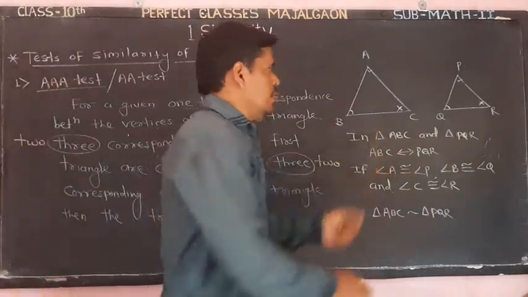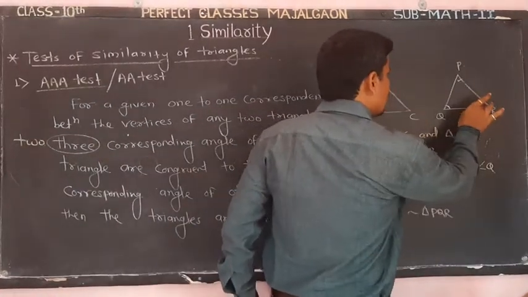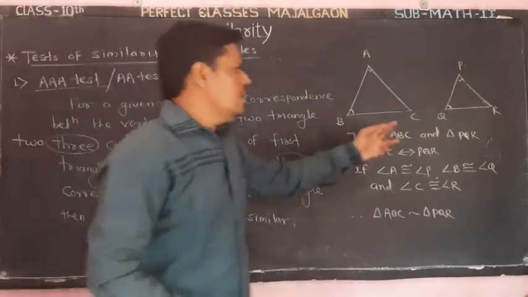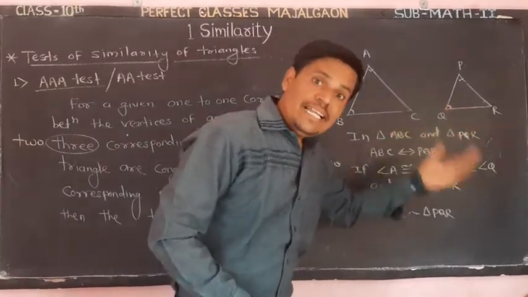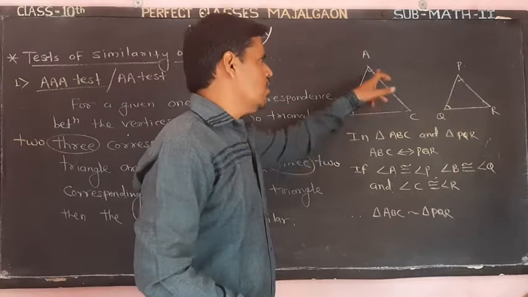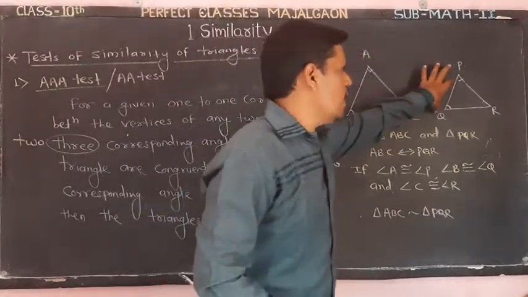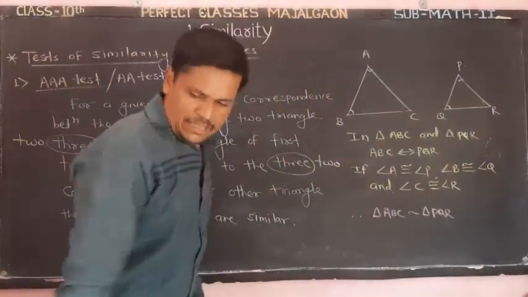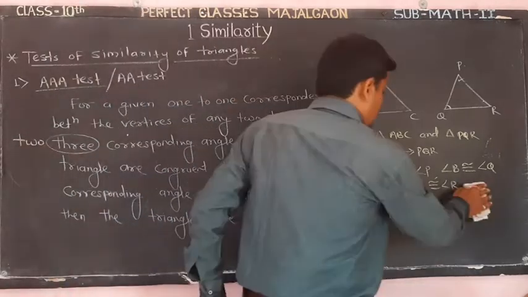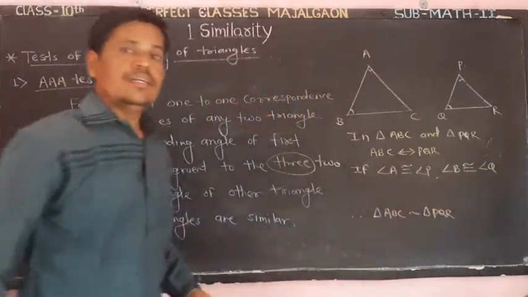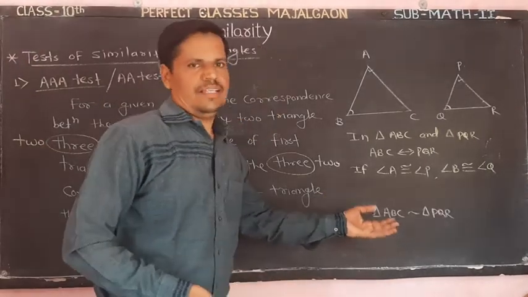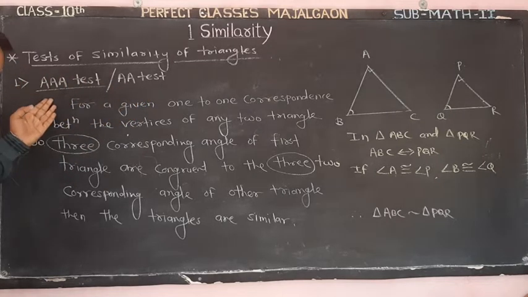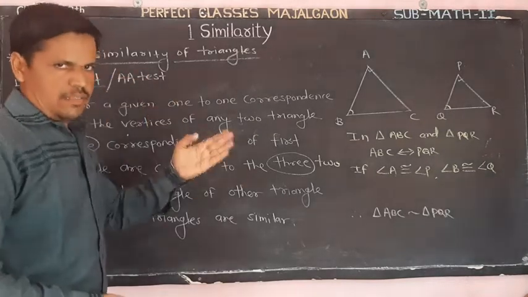Here, only two angles. If the two corresponding angles of the first triangle are congruent to the two corresponding angles of the other triangle, then the third angle is automatically congruent, because the sum of the measures of three angles is 180. Therefore, if these two angles are congruent, then automatically the third angle is also congruent. That's why we can say that if only two angles of any two triangles are congruent, then the triangles are similar. This is the AA test. Here we complete two tests. The first is angle, angle, angle. The second is the angle, angle test for similarity.